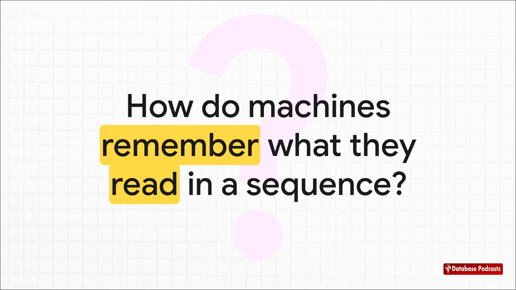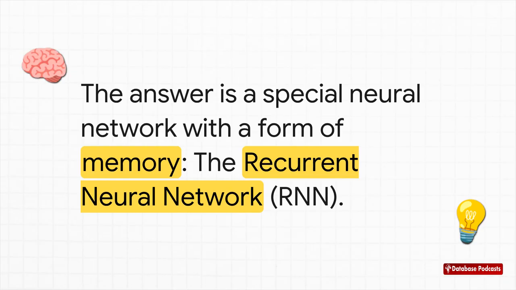Right? So, how do they pull it off? How do they process something like language, where the context from the start is absolutely crucial to understanding what's at the end? Well, the answer is this really clever piece of architecture with a kind of built-in memory, the recurrent neural network, or RNN for short. It's designed specifically to find patterns in sequences.